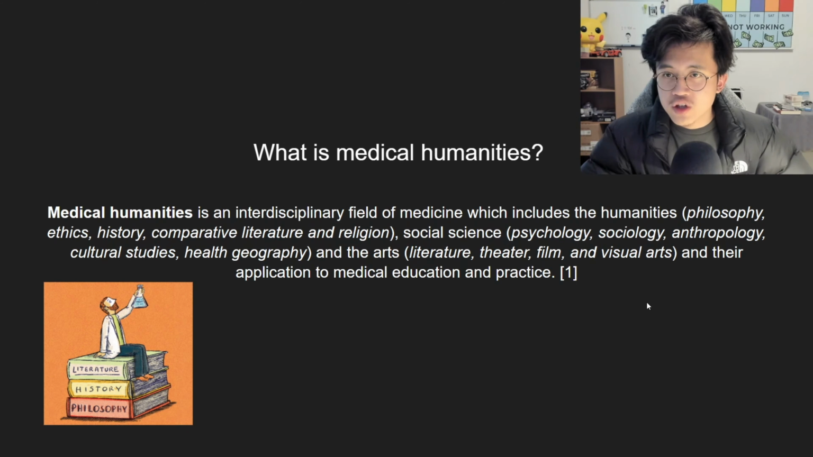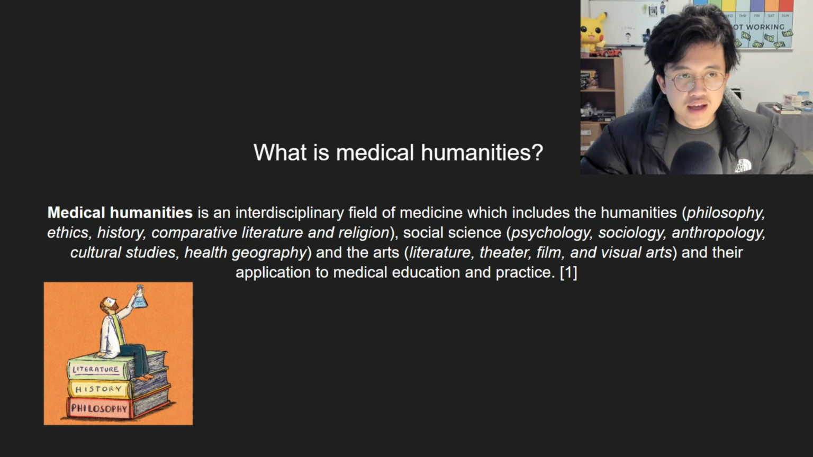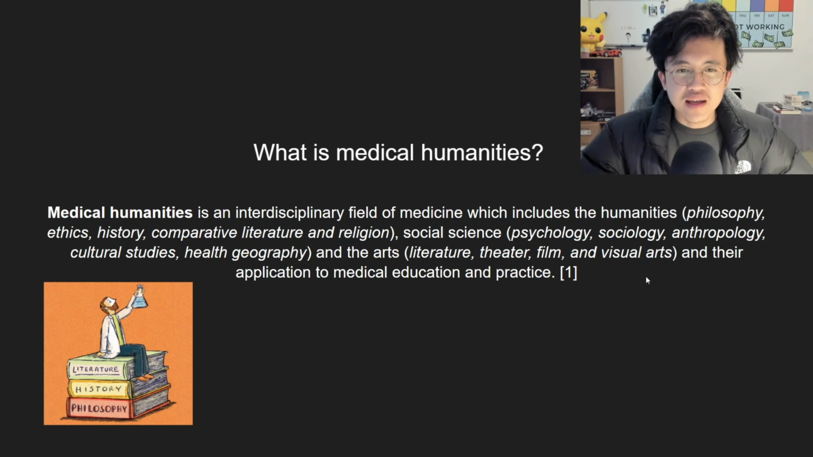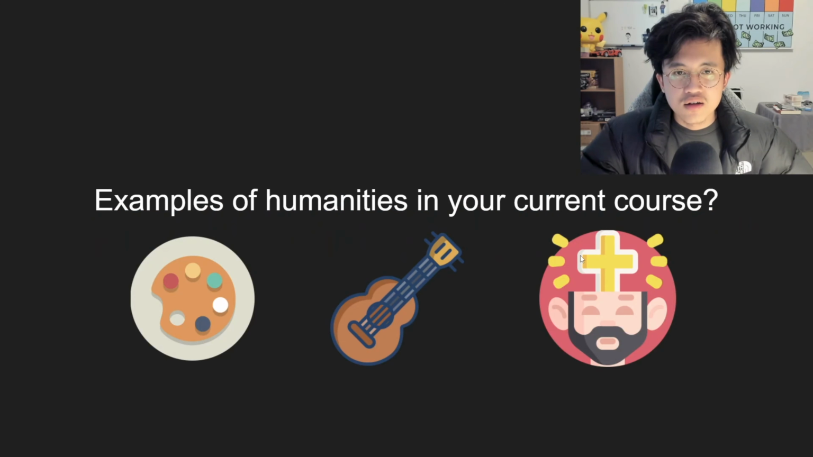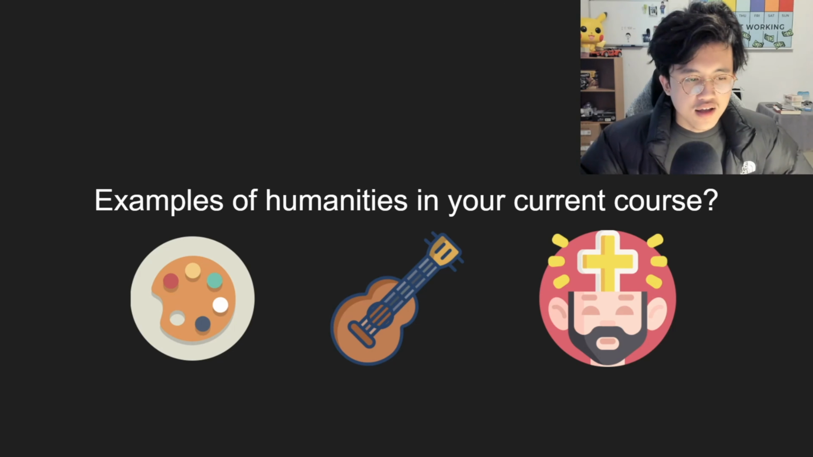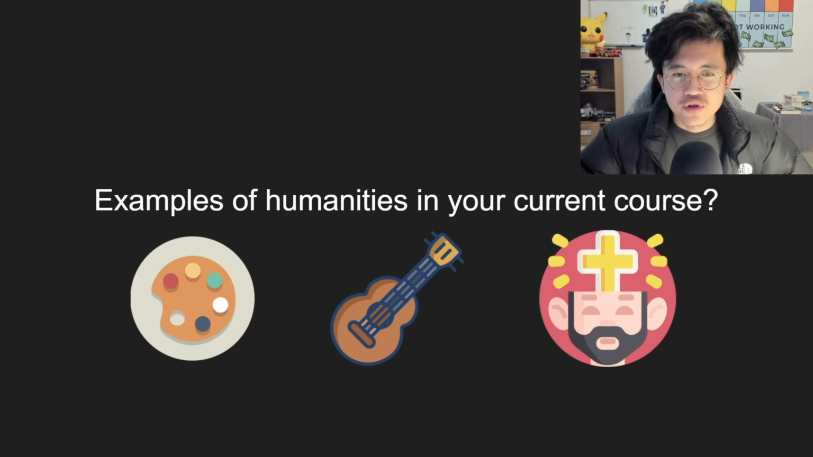I would say that humanities include philosophy, ethics, history, comparative literature, and religion. Social science can include psychology, sociology, and the arts is like literature, theatre, film, and visual arts. And most importantly, how they apply to medical education, which is what you said. So before we delve deeper into medical humanities, can anyone in this class share their experience with humanities in the course of your degree?